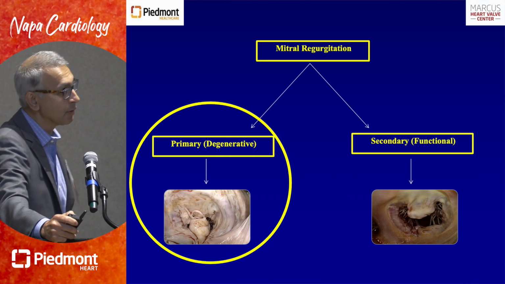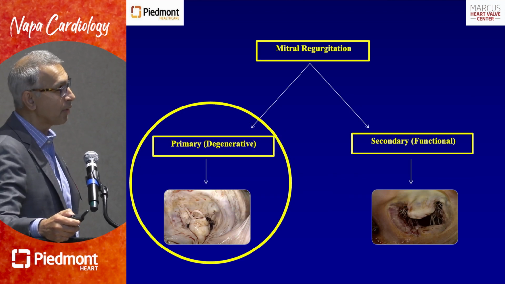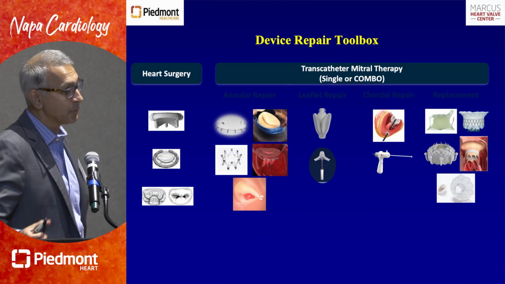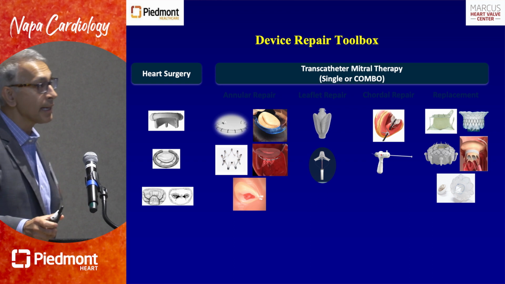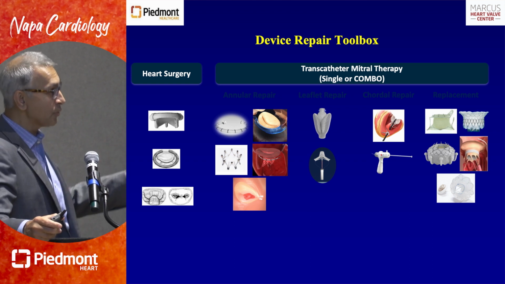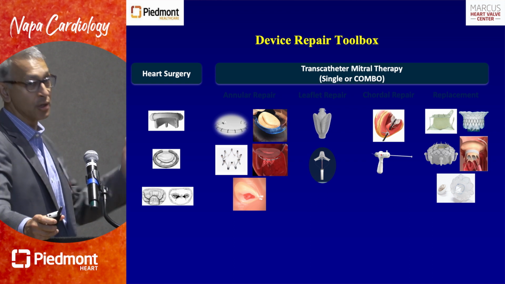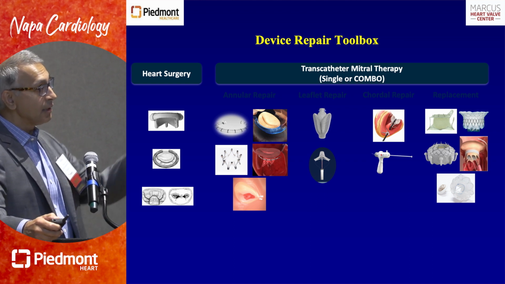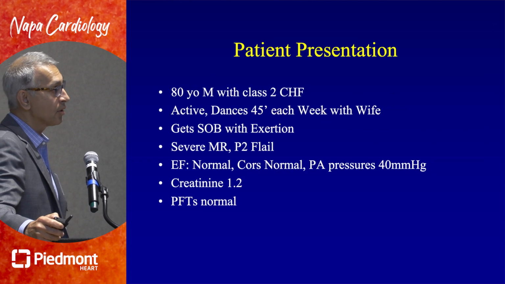Of course, one of the important things is to differentiate between primary and secondary FMR. Our toolbox has become larger and larger. Unlike TAVR, where we have almost, Mike, 10,000 randomized patients over the last 10 years, we don't have that in mitral disease, so we're still shooting in the dark a little bit. This is just a list of some of the toolboxes that we have.